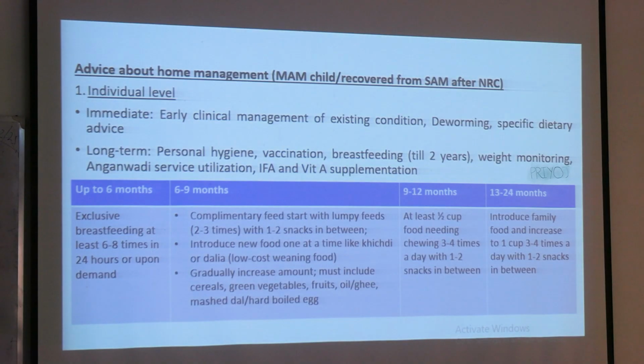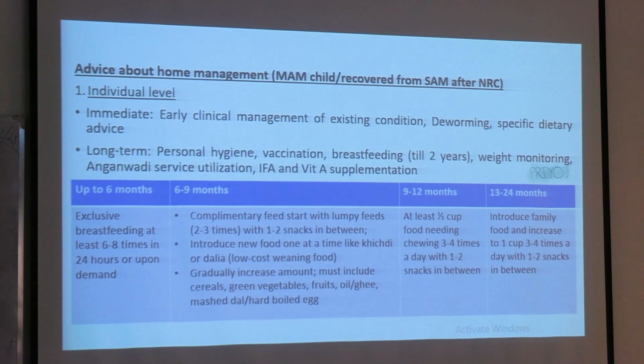This is, I think, the home management. These are again detailed advice. There is the immediate advice, and long term advice. In the table is the normal complementary feeding criteria. What should be given to the child? Up to 6 months there is exclusive breastfeeding. Then at 6 to 9 months complementary feeding starts with semi-solid lumpy feeds, introducing one new food at a time like khichdi or dalia. Gradually increase the amount to include cereals, green vegetables, lentils, oil, ghee, mashed dal, hard boiled egg. So mash the food and give it in lumps or semi-solid.